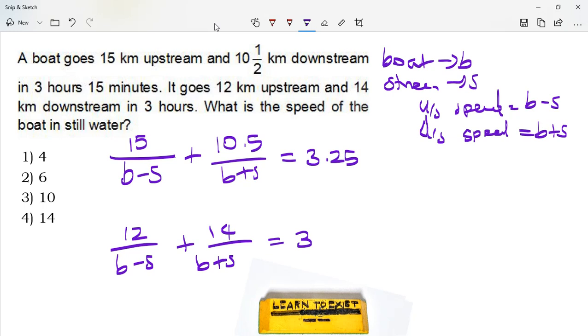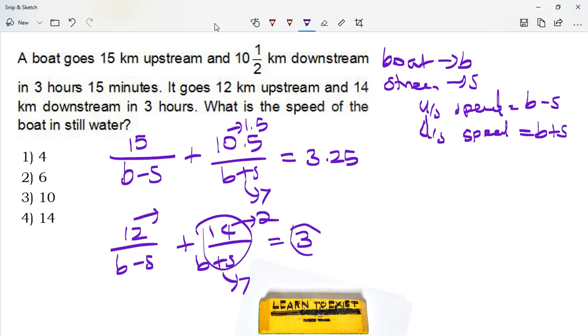The way I am going to do it is, the values 10.5 here and 14 here are both multiples of 7. So I am guessing b plus s is also a multiple of 7. I am going to give random values for b plus s, starting with 7 itself. So 10.5 by 7 gives 1.5 for this part. And 14 by 7 gives 2. So this is 2 and this is 3.